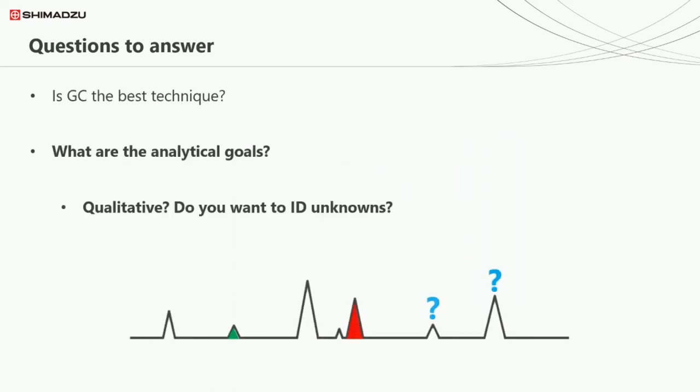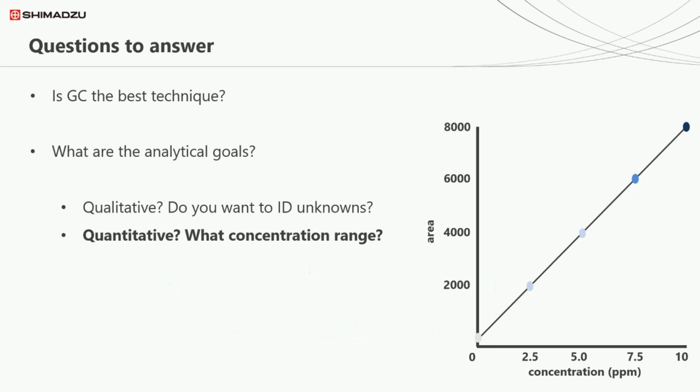The biggest question, which people often find is the hardest to answer, is what are my analytical goals? If you can't answer this, you can't know where to begin. Are the analytical goals qualitative or quantitative? If they're qualitative, do you need to identify unknowns in your sample? If they're quantitative, what concentration ranges do you need to analyze? What would be the highest and lowest concentrations you'd expect to find?